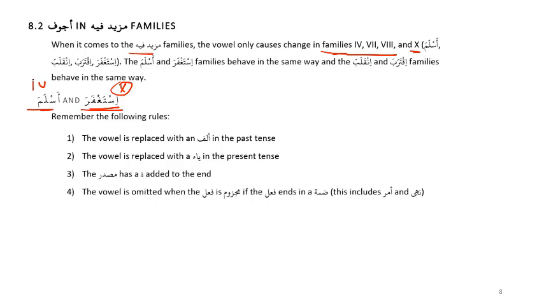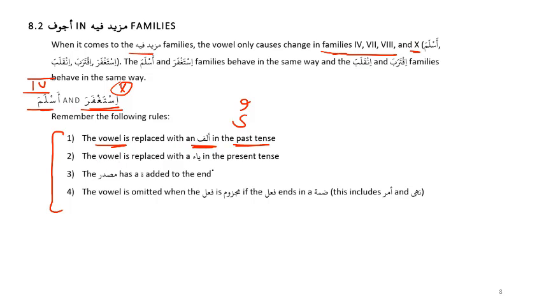The rules that apply to family 4 and 10 are the same, and these are the rules. I'm going to say these rules and then we will look at specific examples. The vowel, which is the waw or the ya in the middle, is replaced with an alif in the past tense. So in fail madhi, whether the middle root letter is a waw or a ya doesn't matter. In either case, these get replaced by an alif. So this is for fail madhi.